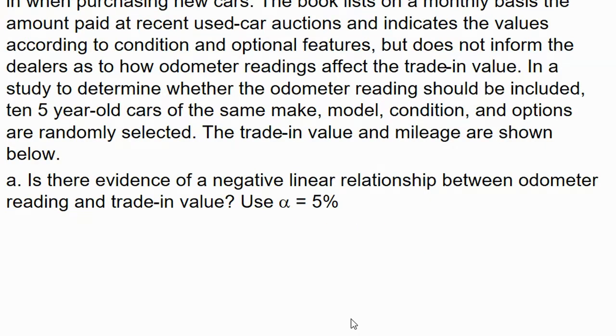Car dealers across North America use the Blue Book to help them determine the value of used cars when their customers trade in when purchasing a new car. The book lists on a monthly basis the amount paid at recent used car auctions and indicates the values according to the condition and optional features, but does not inform the dealers as to how the odometer reading affects the trading value. So in a study to determine whether the odometer reading, so how many miles a car has, should be included, 10 5-year-old cars of the same make, model, condition, and options are randomly selected. So we do have a random sample. The trade-in value and the mileage are shown below.